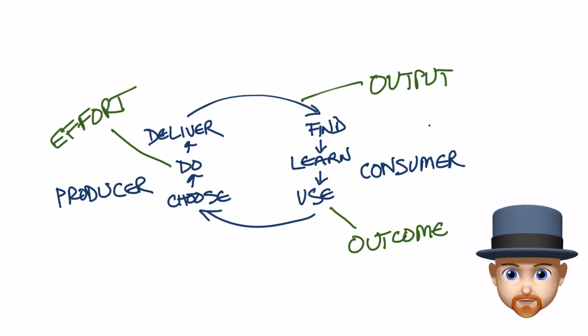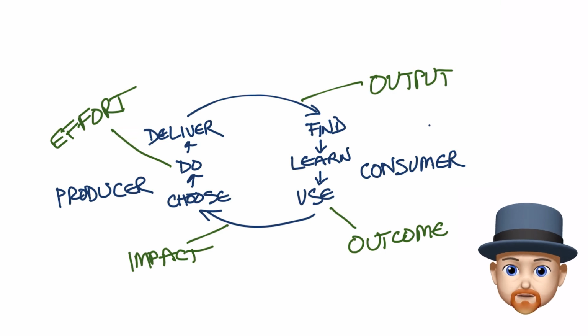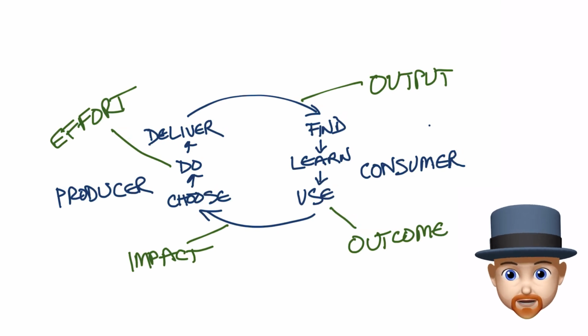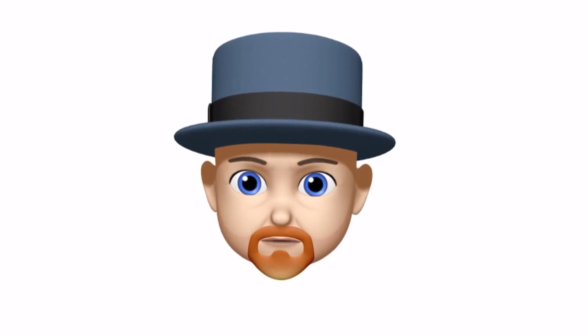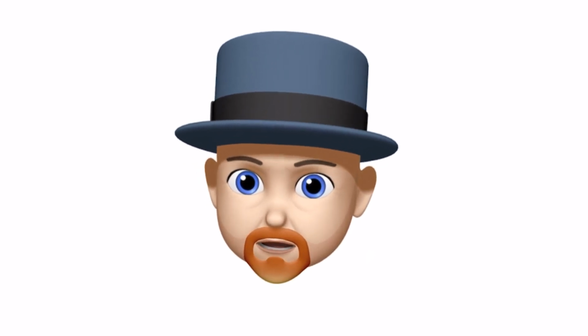And the eventual flow of value back to us, that's the impact on our organization of having created value in the first place. So here we have 4 alternative ways of observing the loop of value: effort, output, outcome, and impact. And in the next video, we'll talk about each of these in turn and the trade-offs between them.